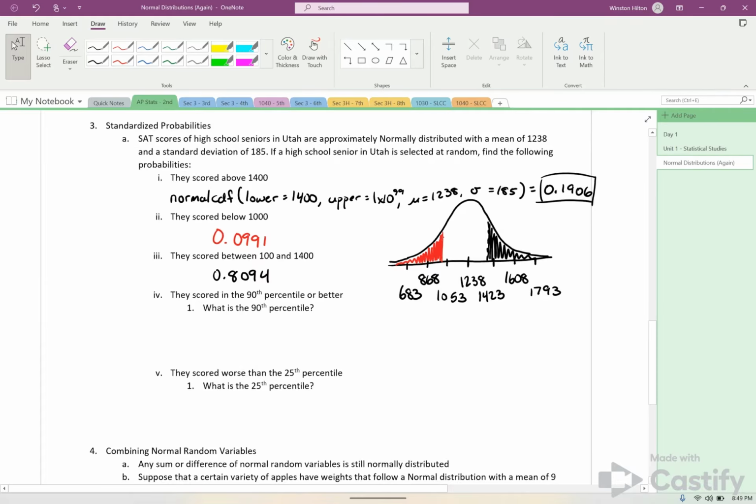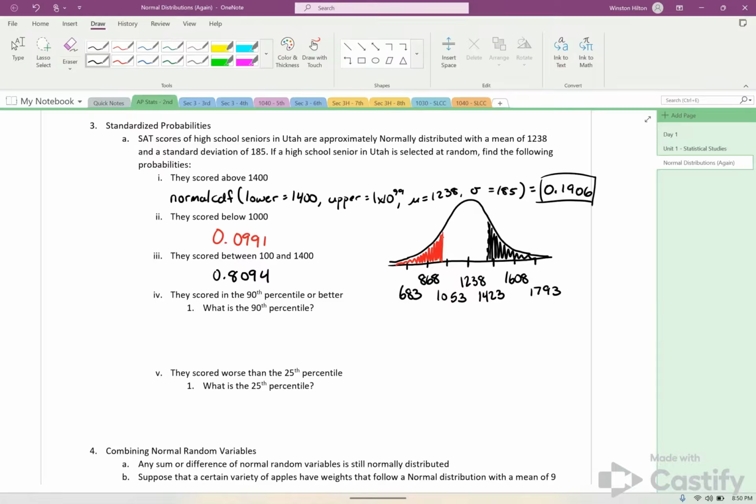Okay, so now let's talk about how to find percentiles. This one is going to be a little bit different. The 90th percentile is the score that has 90% of the distribution at or below it. So now we're not looking for an area or probability. We know that probability is 0.9. We need to find the value that has that probability.